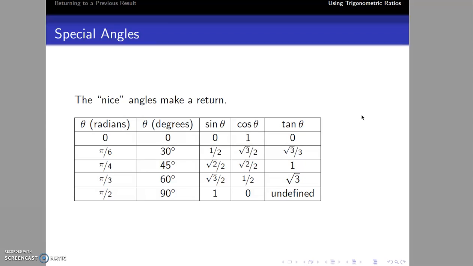We're going to use those computations to find still more things. So here's a table of our nice angles for sine, cosine, and tangent. I could do it for secant, cosecant, cotangent, but this is sufficient.